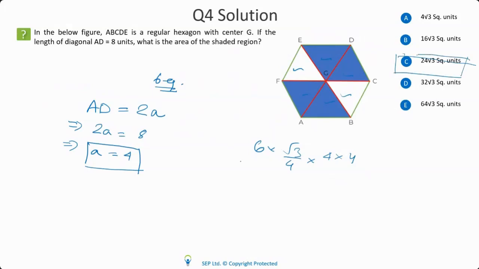This could be one of the reasons: you did not notice properly that you're just looking for the shaded region. All you had to do was, there are 4 triangles, so you should have said 4 triangles.